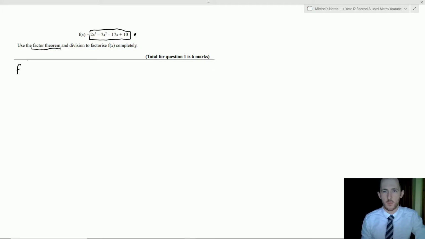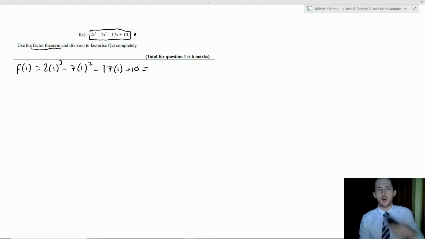So let's take f of 1, for example. If I sub in f of 1, I get 2 times 1 cubed minus 7 times 1 squared minus 17 times 1 plus 10. If you work it out, I would just use a calculator, as this would be the quickest way to do it. Once you've typed it into a calculator, leave it typed in and just change the number inside the bracket. Realistically, you can do the whole thing on your calculator to find out what the factor is. If I press equals, I get negative 12.